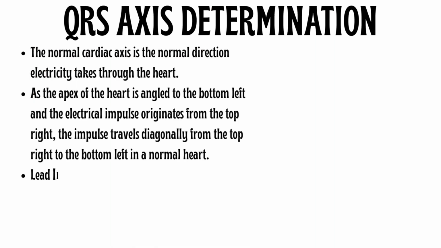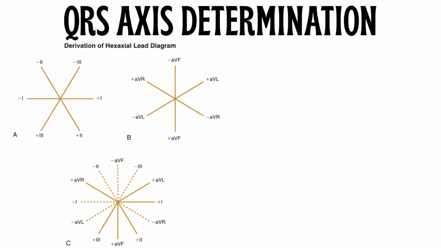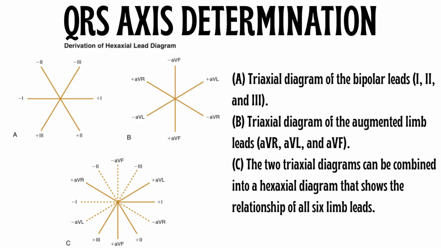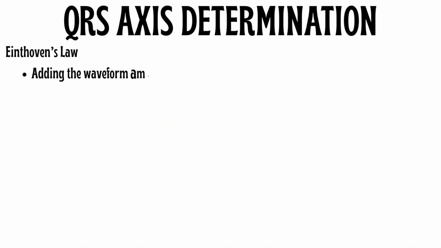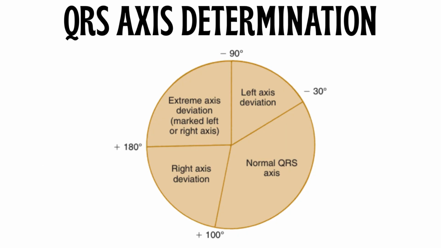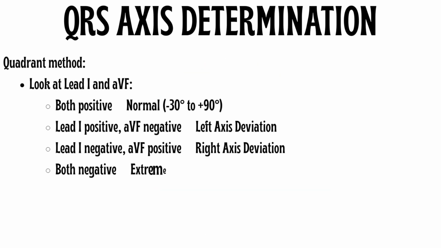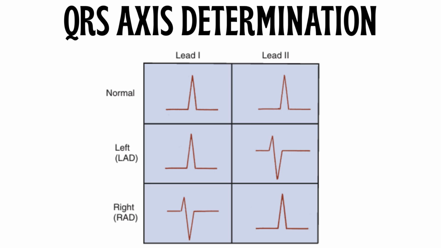The QRS axis indicates the general direction of ventricular depolarization. Using the quadrant method, if lead 1 and AVF are both positive, the axis is normal. Lead 1 positive and AVF negative indicates left axis deviation. Lead 1 negative and AVF positive indicates right axis deviation. Both negative indicates an extreme axis deviation.